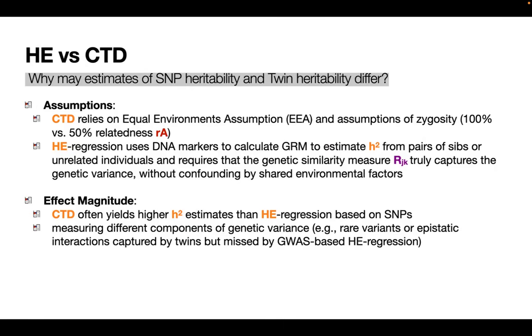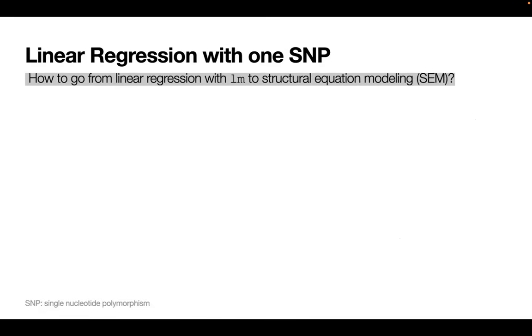In the rest of today's presentations, we will provide a lot more detail about the classical twin design. But before we do that, we want to introduce some of the tools that we're going to be using throughout. And we do that by illustrating how you fit a linear regression model with one SNP in R, and how we go from this simple linear regression in R to a structural equation modeling approach that we will be using primarily when we conduct a twin study.